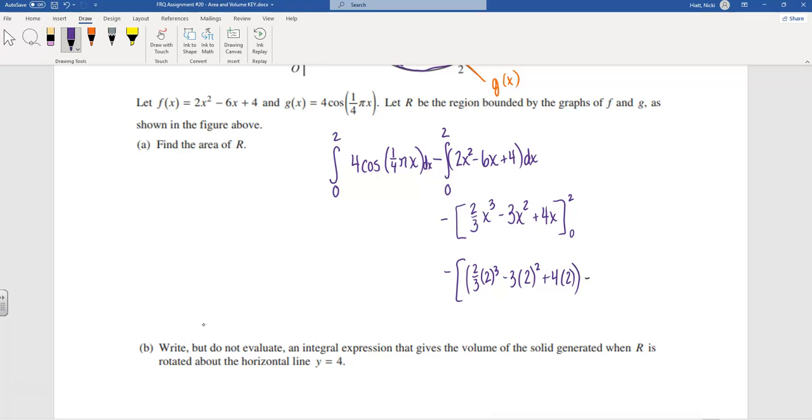minus, just put a 0 right there. You're going to get 0 when you plug in 0 for that one. Be careful on the other one. I don't have to simplify that.